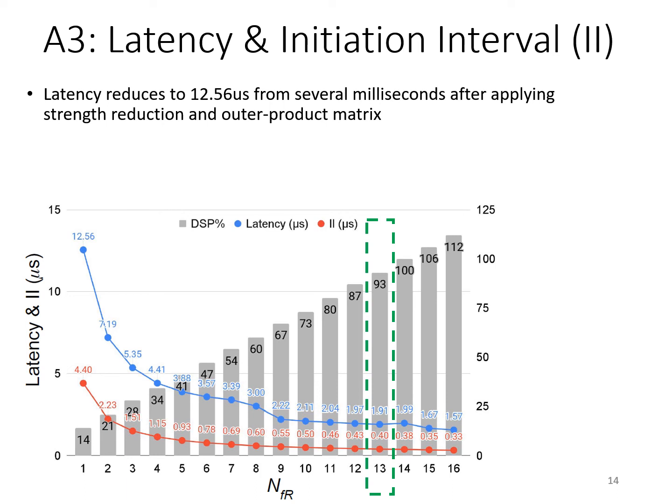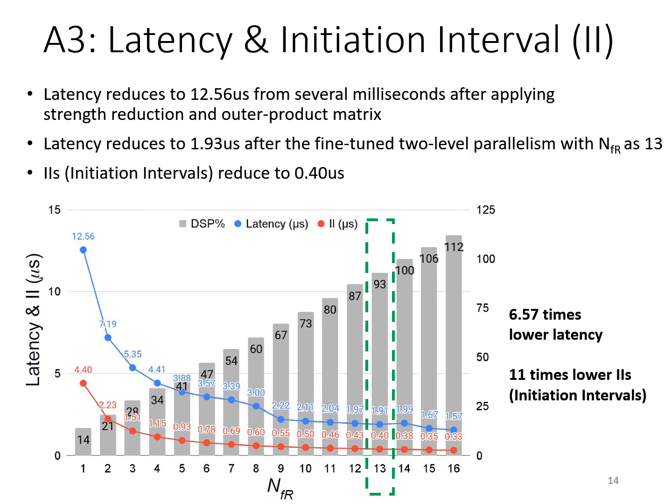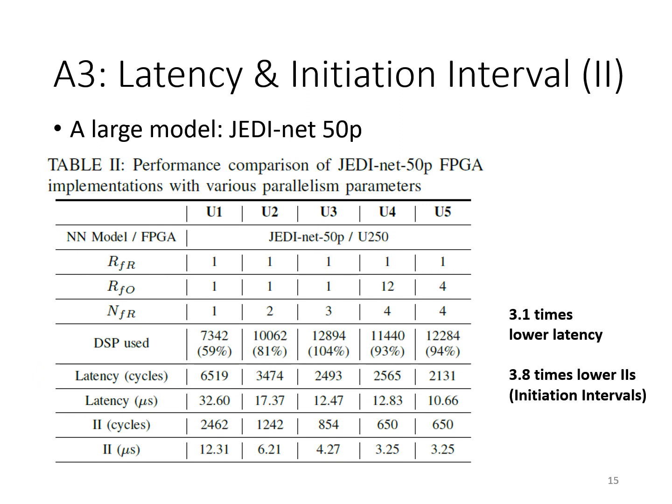With a fine-tuned two-level parallelism, another 6 to 11 times higher performance can be achieved. Finally, the JEDI-net can run in less than 2 microseconds, and the initiation interval can be reduced to 9.4 microseconds. With a large JEDI-net model, we achieve an initiation interval of about 3 microseconds and a latency of about 10 microseconds. Please find more details in our paper.